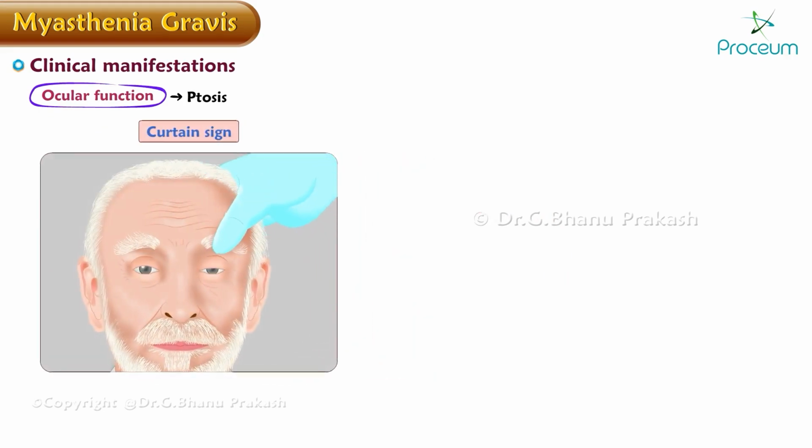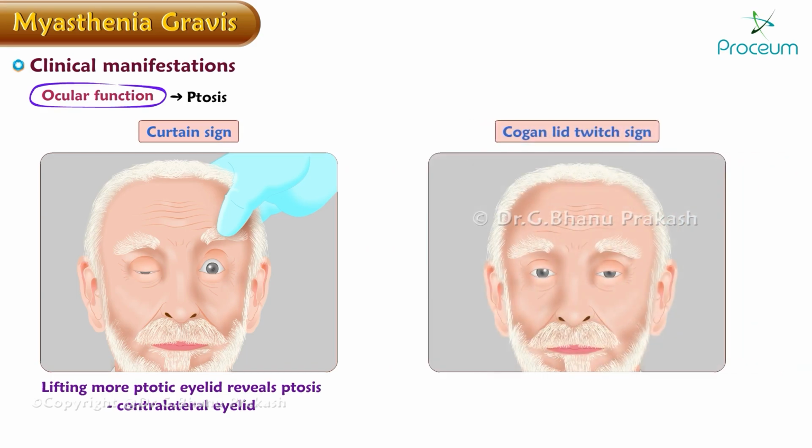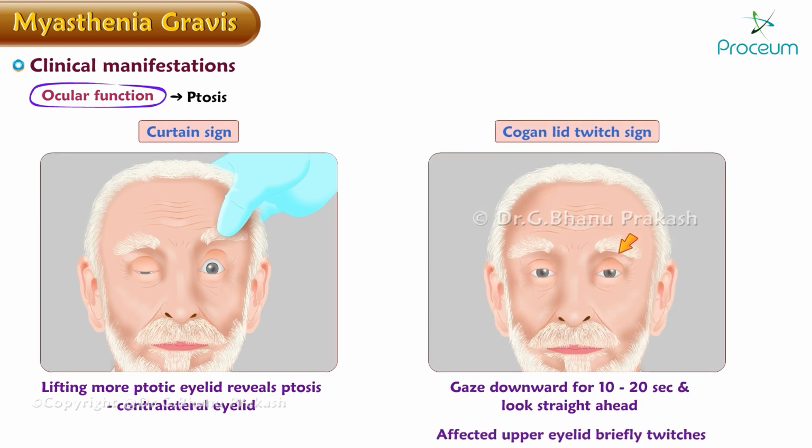Curtain sign. Lifting the more ptotic eyelid reveals ptosis in the contralateral eyelid. Cogan lid twitch sign. The patient is asked to gaze downward for 10 to 20 seconds and then to look straight ahead. The affected upper eyelid briefly twitches.